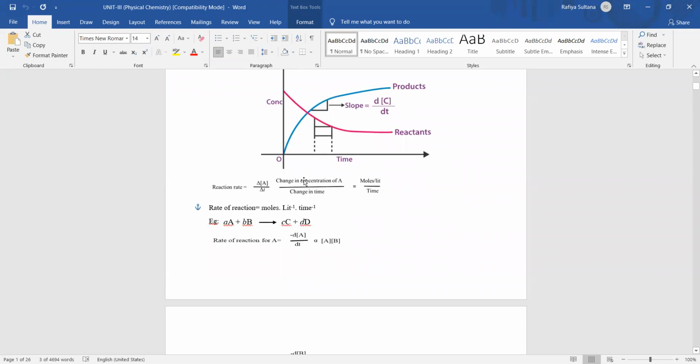Change in concentration. What are the units for concentration? Moles per liter, right? By time. What are the units for time? Generally seconds or minutes. So you have to write it like this: moles per liter per time. Time you can indicate by minutes or seconds.